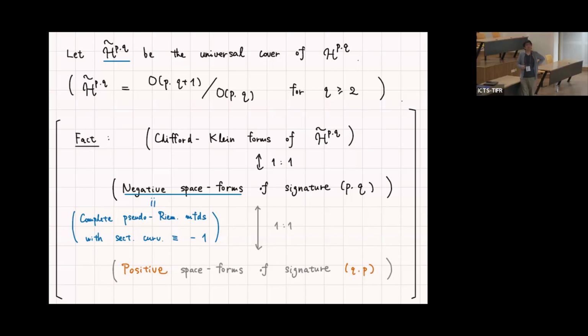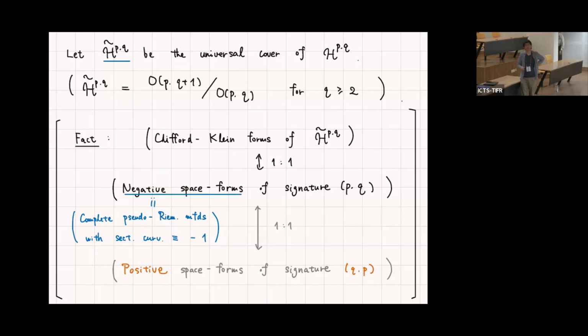And in this case, you can prove that any Clifford-Klein form of HPQ tilde is a negative space form of signature PQ. Here, negative space form means a complete Riemannian manifold with sectional curvature identically equal to -1, because the Killing form of OPQ plus 1 induces a constant curvature pseudo-Riemannian metric, which is G-invariant. So the direction from above to this middle one is trivial, not difficult.